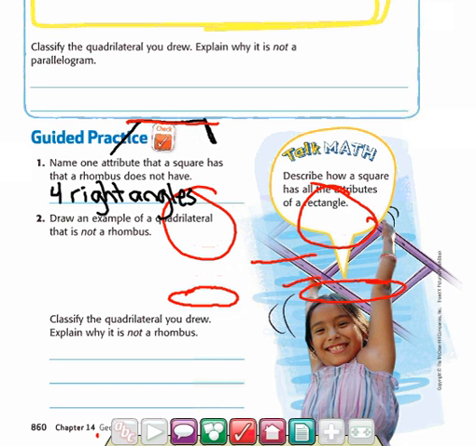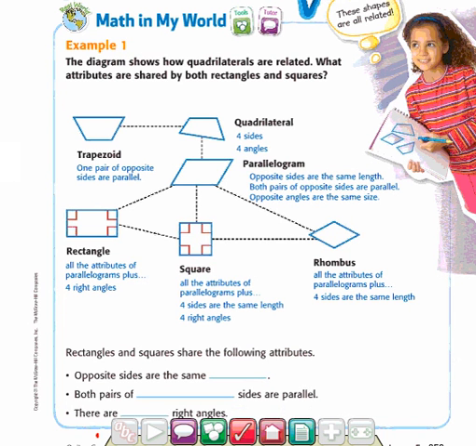Now, number two, it tells us to draw an example of a quadrilateral that is not a rhombus. We have to draw a quadrilateral that is not a rhombus. So, just like before, let's go back to the other page. What we want to do is draw a quadrilateral that is not this rhombus right here. So we need to draw a quadrilateral that does not have four sides the same length and does not have the attributes of a parallelogram.